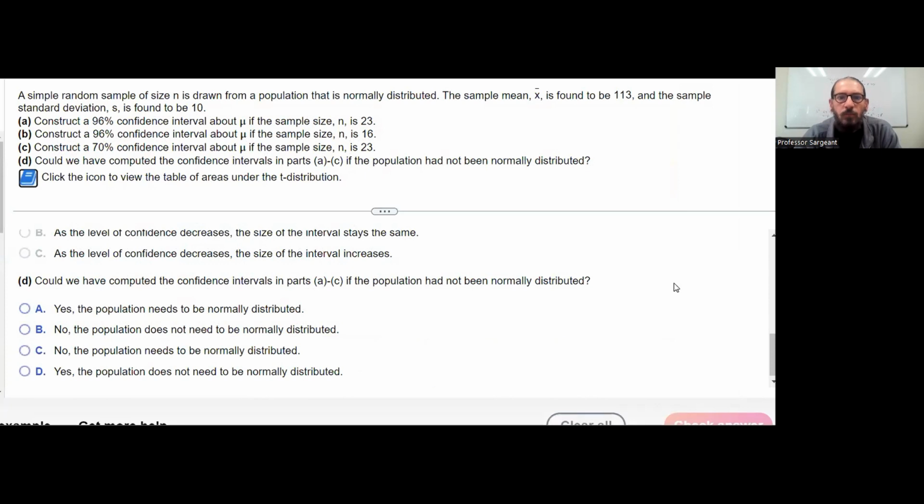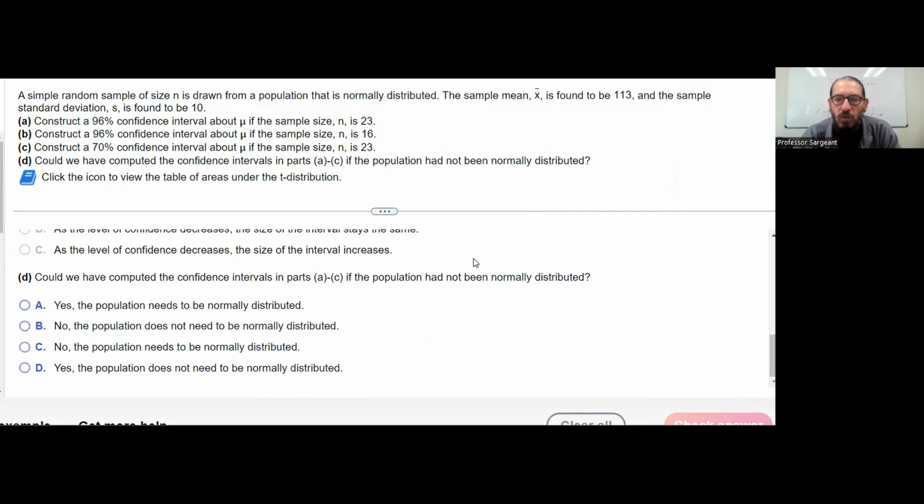And our last part of the question. These sample sizes in A through C are less than 30. Therefore, if we had not been told to begin with that the population was normally distributed, that the individual scores in the population are normally distributed, if we were not told that, and we did not have strong reason to suspect that either, the sample size is less than 30, then we could not have computed these confidence intervals. Another approach would have been needed if it's even possible, or it just plain could not be done.